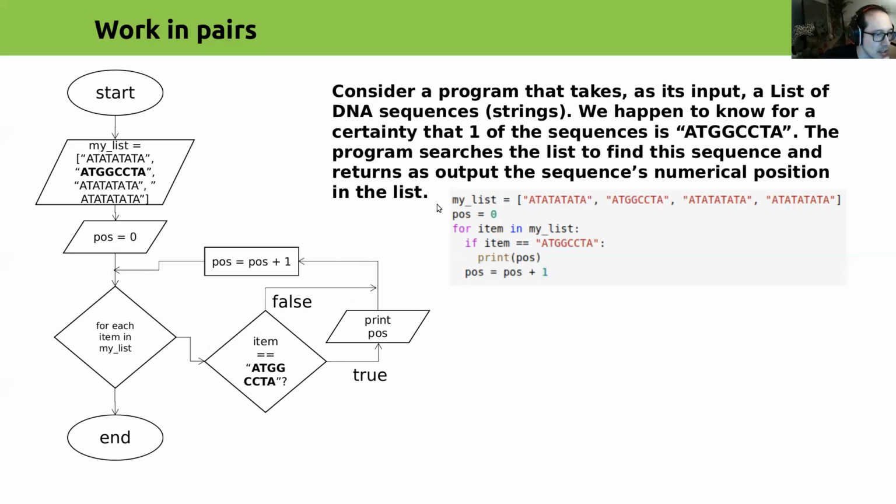And here we can see the Python implementation of it. So we start out with this list, pos equals 0. We have the outer for loop, for item in my list, the inner conditional statement, if item is equal to ATGGCCTA, using, of course, the double equal sign for checking the truth of a statement, and printing pos, right? And at the end of the loop, not inside the conditional statement, but still inside the loop, so we just have one indent here, we increment the variable pos by 1. So that's one way to do it.